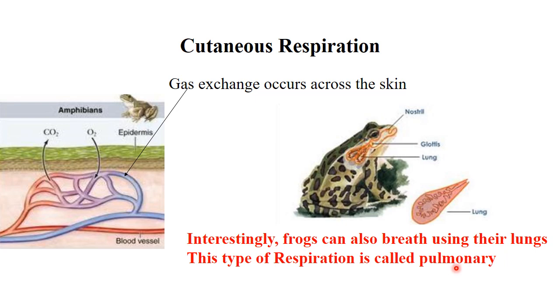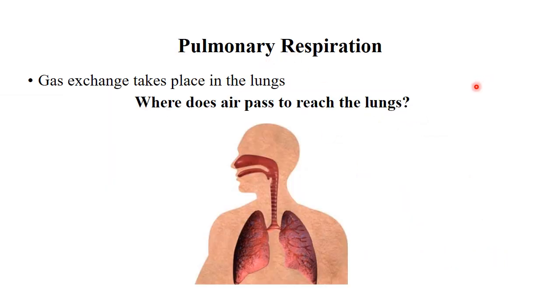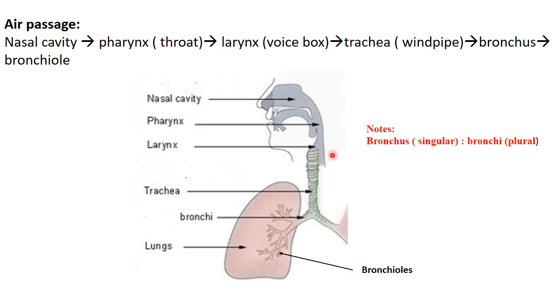Pulmonary means lungs. So the pulmonary respiration, gas exchange takes place in the lungs. Where does air pass to reach the lungs? Does it pass in several organs? Of course, yes. For example, here we will discuss the ducts and the organs found in humans. So when we inhale, air rich in oxygen passes through the nose, then to the nasal cavity, pharynx or the throat, then to the larynx or the voice box. Then air reaches the trachea, also known as the windpipe. Here, the trachea divides into two bronchi, singular bronchus. And each bronchus divides into smaller bronchioles, like a tree. These are branches of the bronchi.